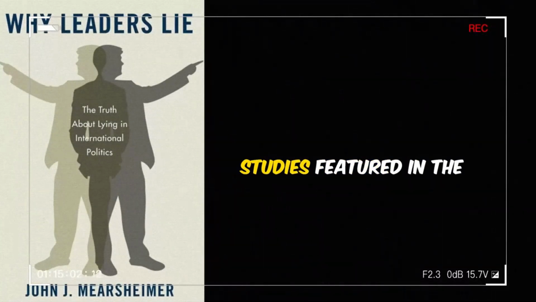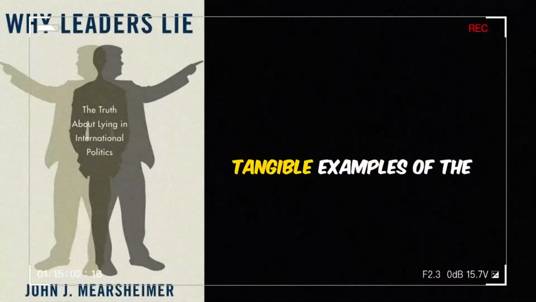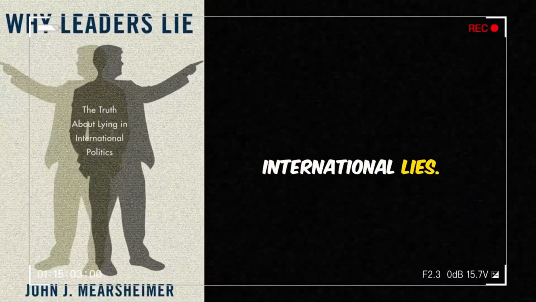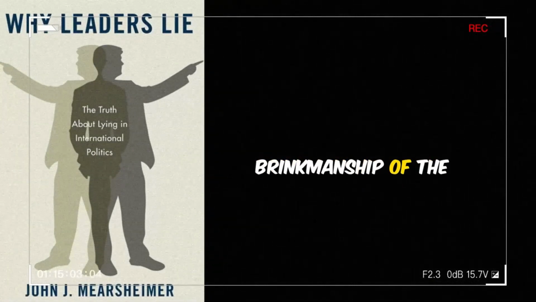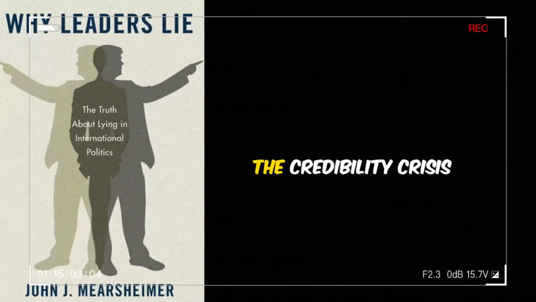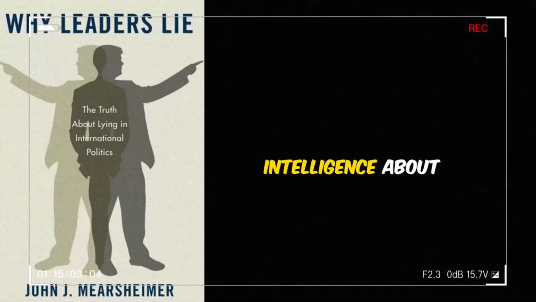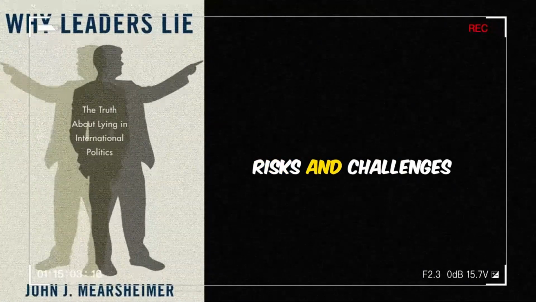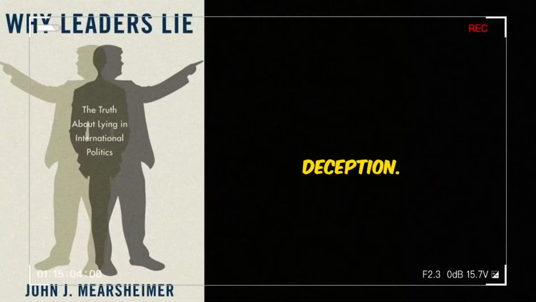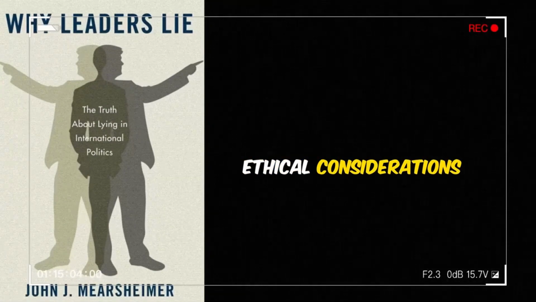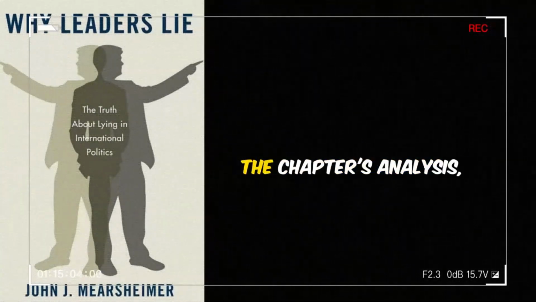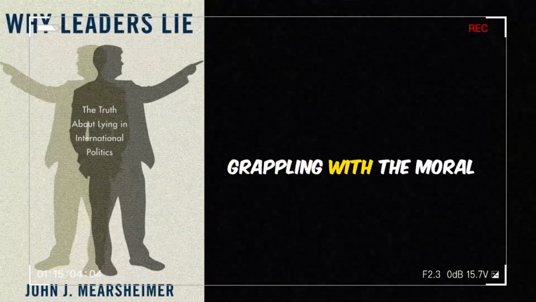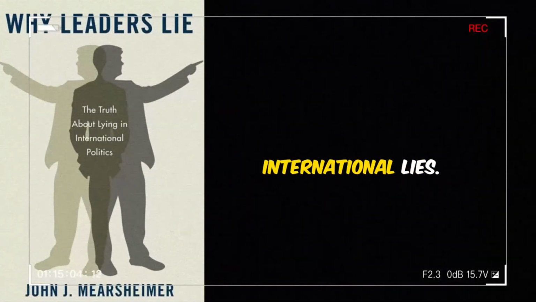The historical case studies featured in the chapter serve as tangible examples of the adverse outcomes that can result from international lies. From the harrowing brinkmanship of the Cuban Missile Crisis to the credibility crisis that emanated from false intelligence about Iraq's weapons, these instances highlight the inherent risks and challenges associated with deception. Ethical considerations occupy a central role in the chapter's analysis, emphasizing the critical importance of leaders grappling with the moral dilemmas tied to international lies.